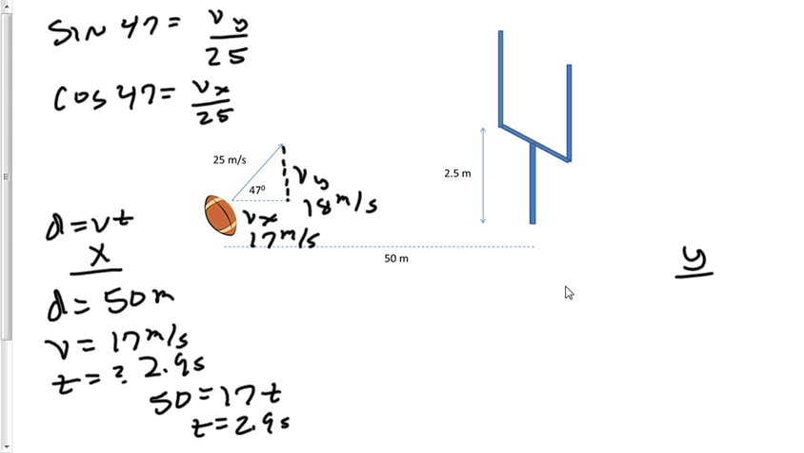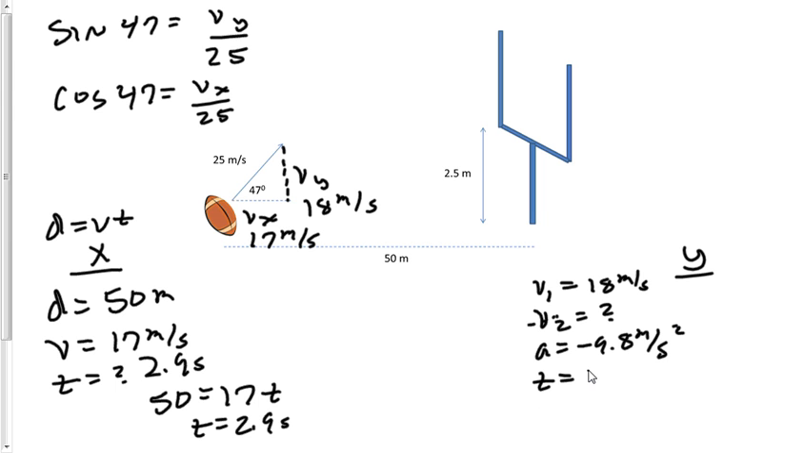We now turn to the y direction because we need to figure out how high the football is when the football travels 50 meters in the x direction. So we start off, velocity 1 is going to equal our 18 meters per second already solved for. Velocity 2 is not known, and we're not going to need to know it for this question. Acceleration is negative 9.8 meters per second squared. Time, as previously calculated, is 2.9 seconds.